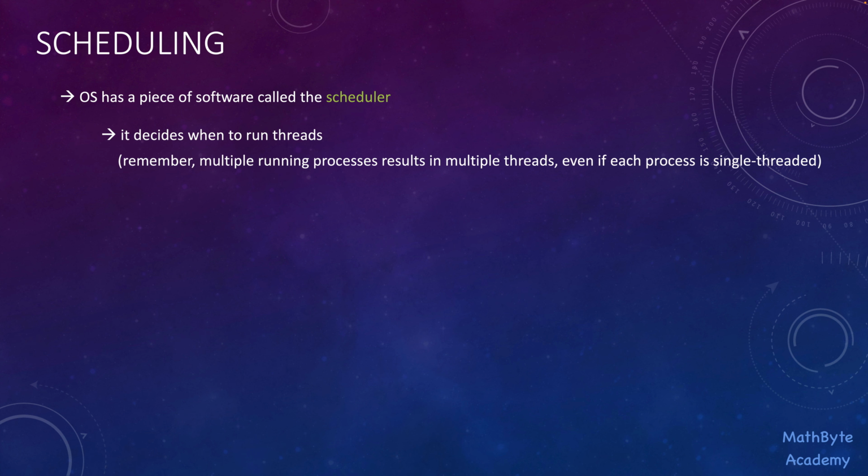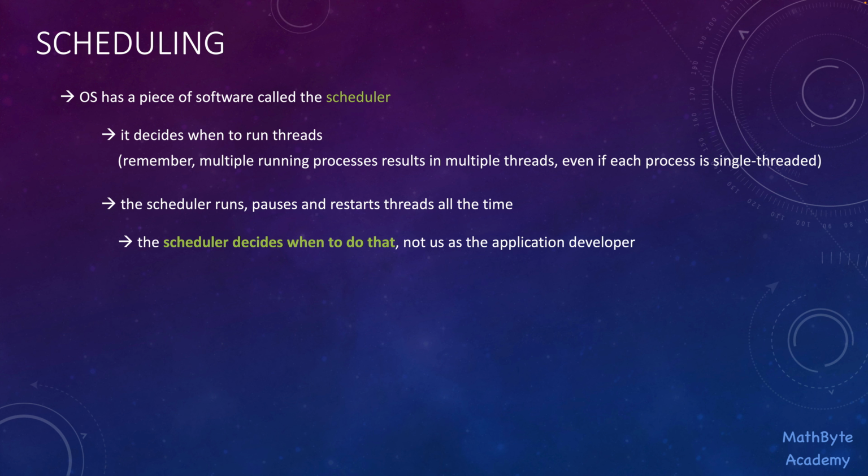So remember that multiple running processes results in multiple threads. Even if each process is single-threaded, the scheduler still has to be able to run threads. So the scheduler runs, pauses, and restarts threads all the time. It happens very fast, but it happens all the time. What's important is that the scheduler decides when to do that, not us as the application developer.